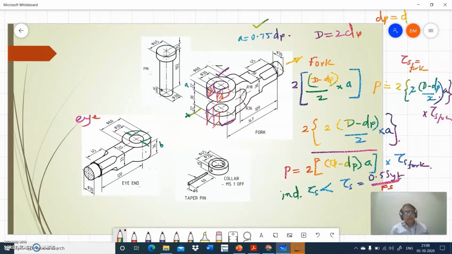Are you getting it? Or else, if it comes more than that, then you design A, find A based on assuming tau s is equal to this value. You take it as it is, and then you design A with this. You just keep it on that and then find out A from that equation. So this is the way to design for shear. Okay.